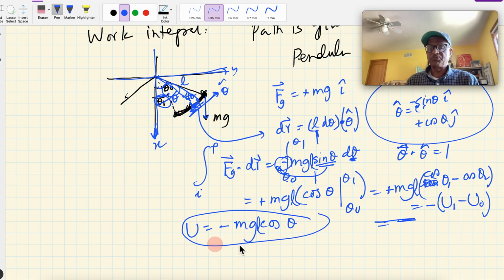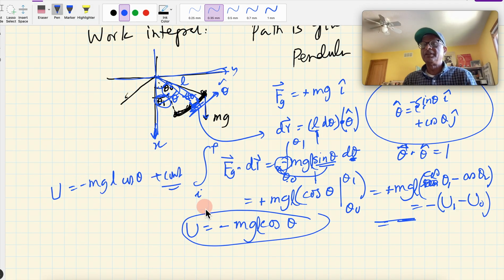So this is the formula for the potential energy function. Of course, any formula of minus mgL cosine theta plus a constant will work. It will be the same thing, right? Because all that matters is taking the derivative of this equals that. All right.